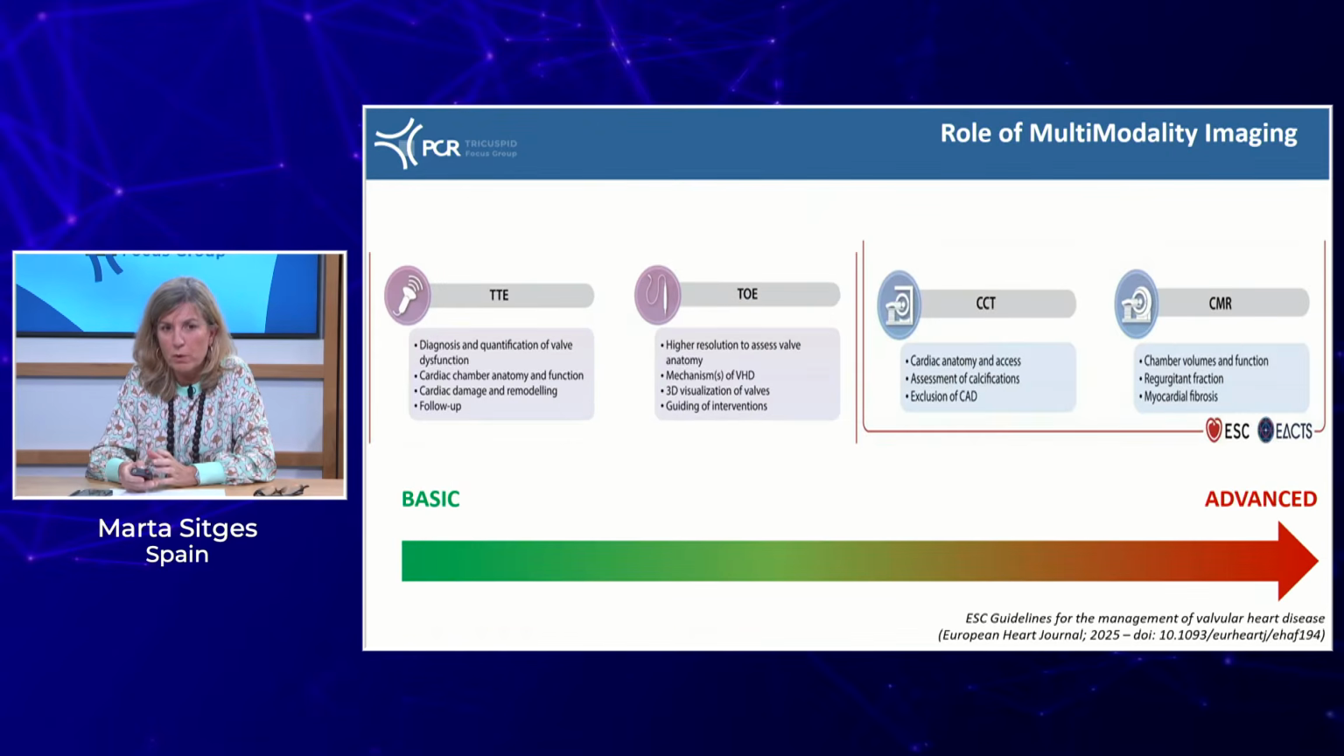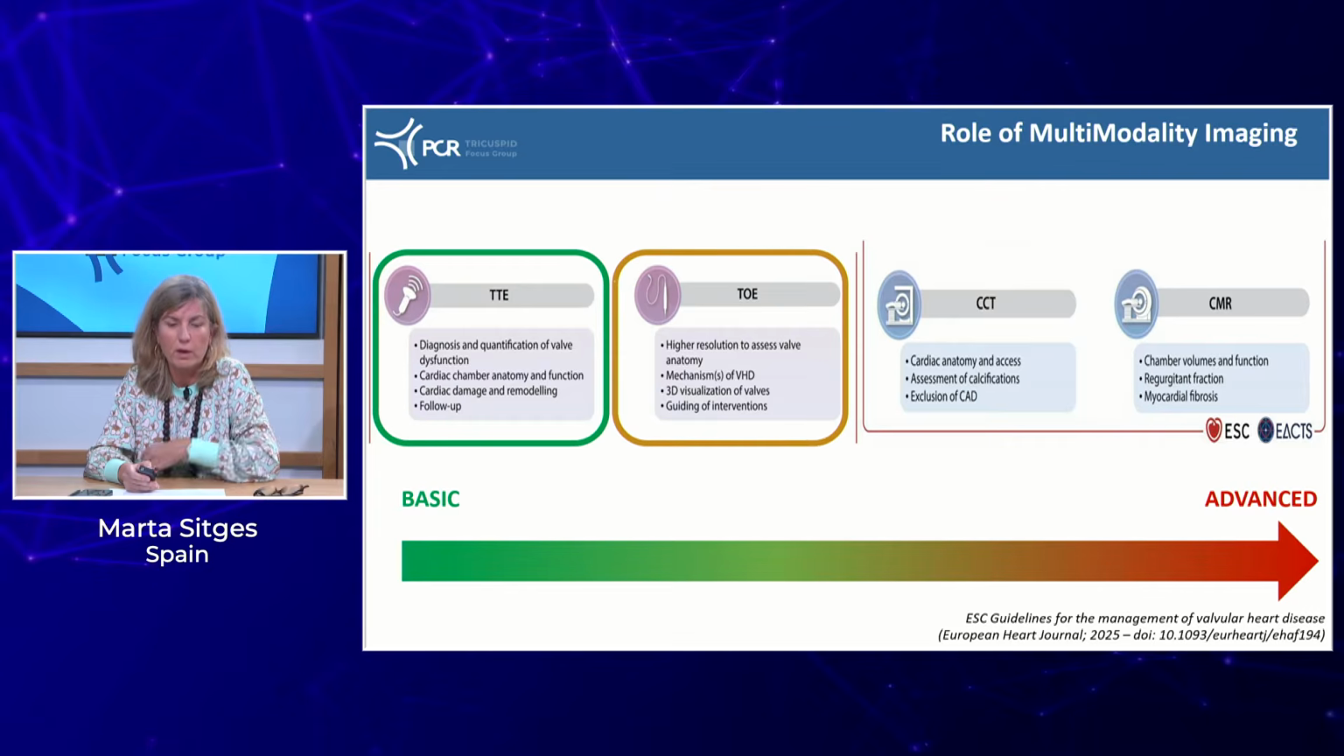To this end, it's important to understand what the basic imaging is, which is, of course, transthoracic echocardiography, the basic imaging modality to confirm the diagnosis of tricuspid regurgitation, to evaluate the severity, and to have an idea of the etiology and also the right ventricular function. Secondly, transesophageal echocardiography, more advanced, but probably key to depict the functional anatomy of the valve and the underlying mechanism.